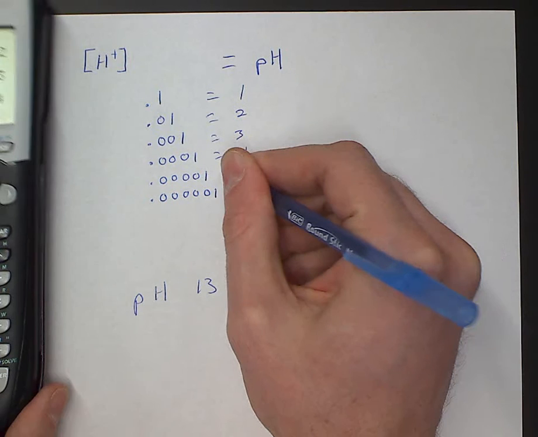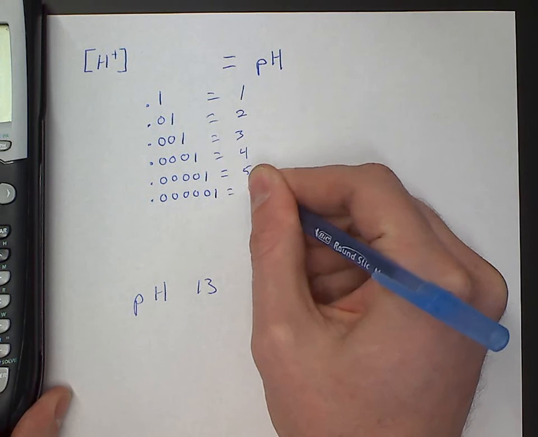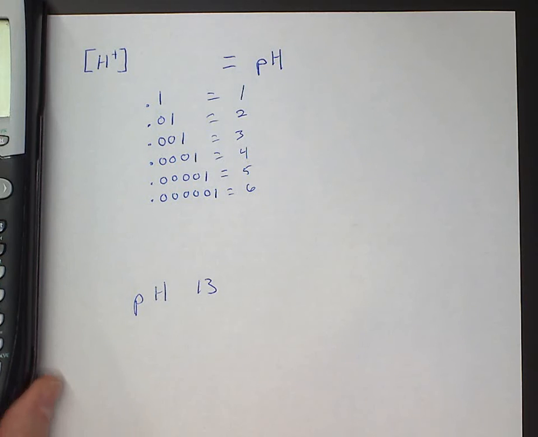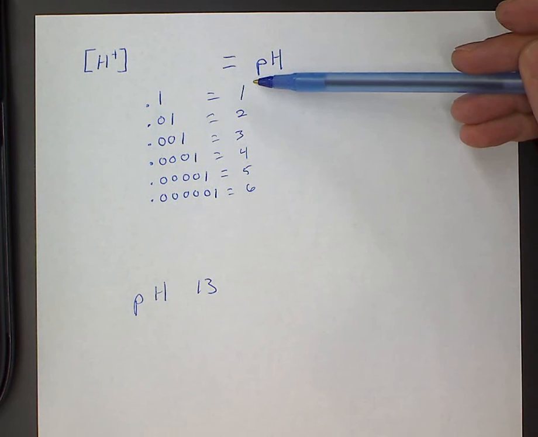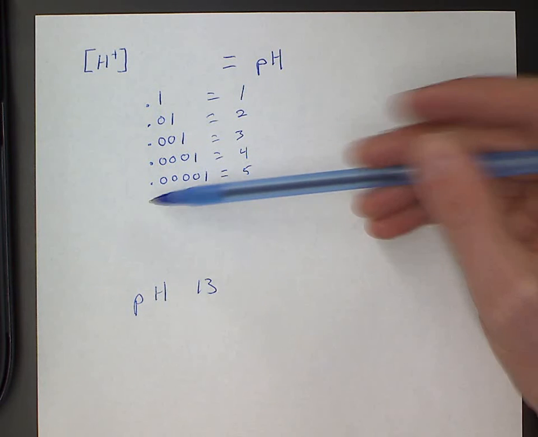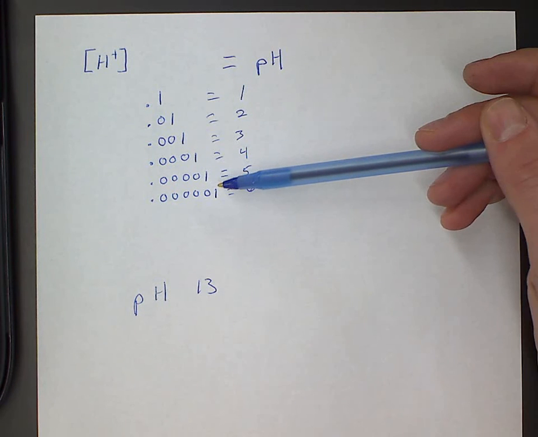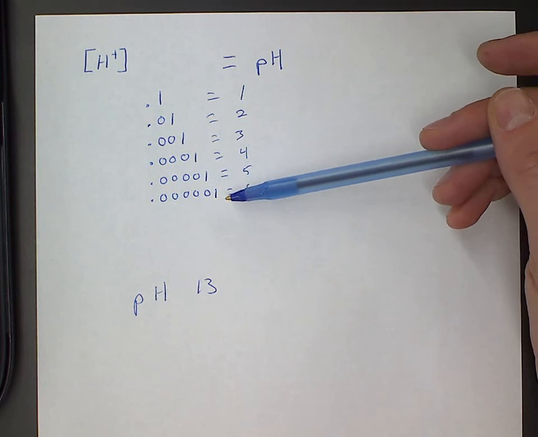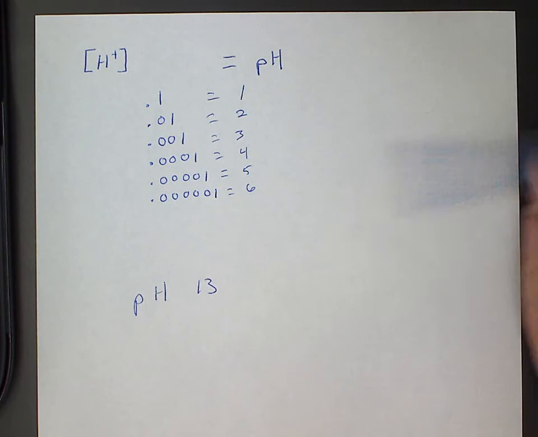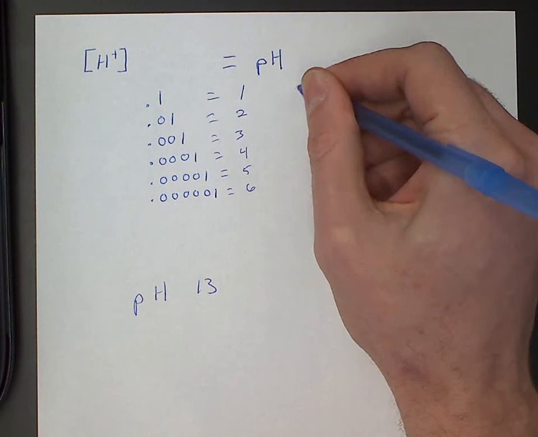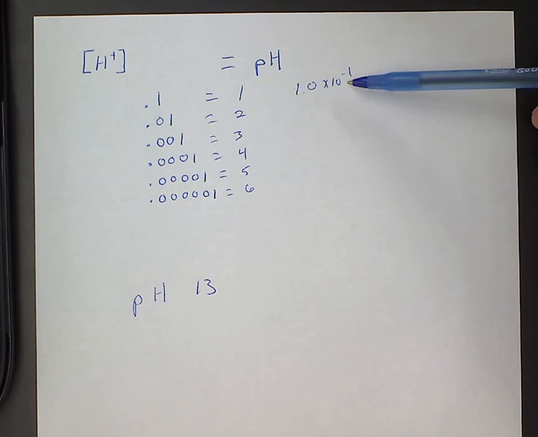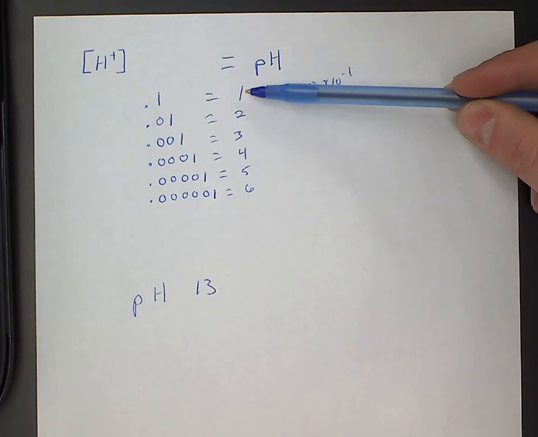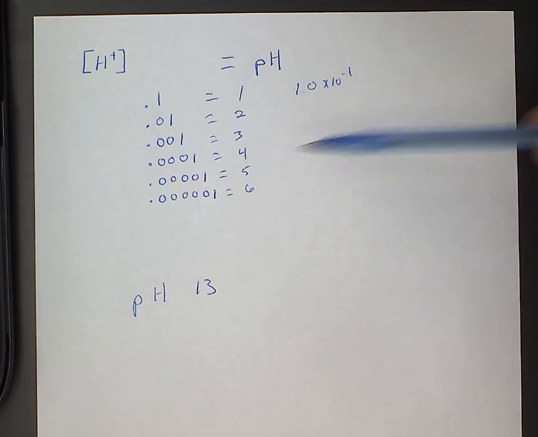If you can guess, that is the trend. Part of the reason why we use pH is because it's simple. It's a simple way to look at acidity without always saying 1 times 10 to the negative 6. If we rewrite this in scientific notation, it's 1.0 times 10 to the minus 1. Whenever we see this concentration, we can associate it with a pH of 1, and so on and so forth.